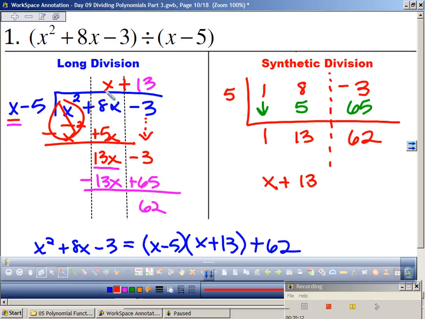Then we did the whole 5 times 1 is 5. Didn't we do that here when we got 5? Did we end up with 13x? Did we end up with 13 here? 5 times 13 is 65. Didn't we end up with a 65 here? So it's all the same thing. You're just doing it without all of the variables in it.